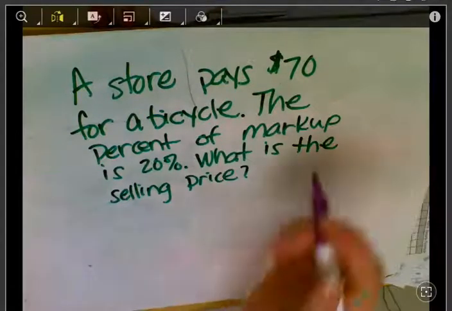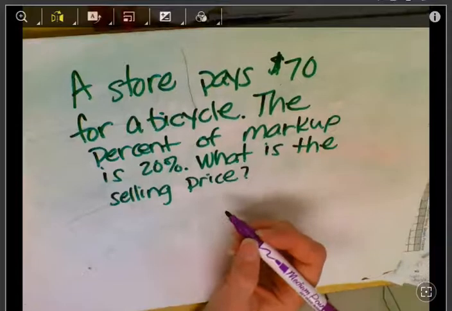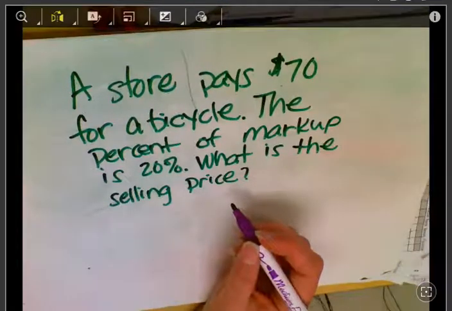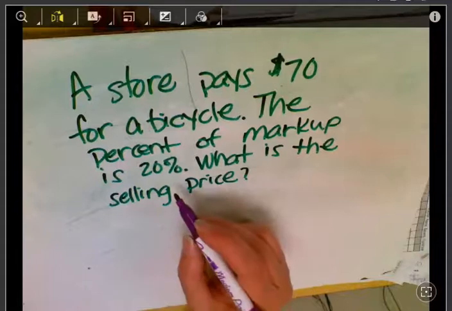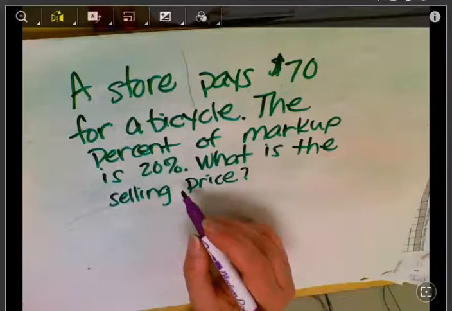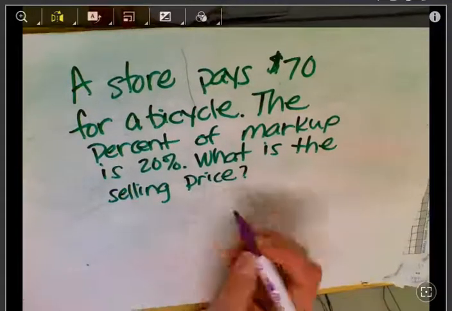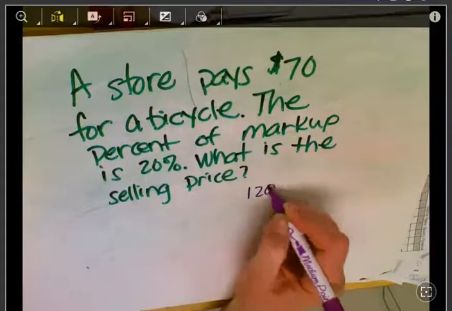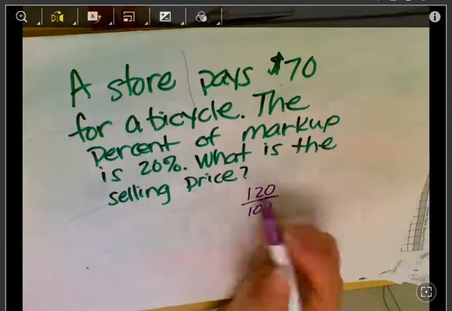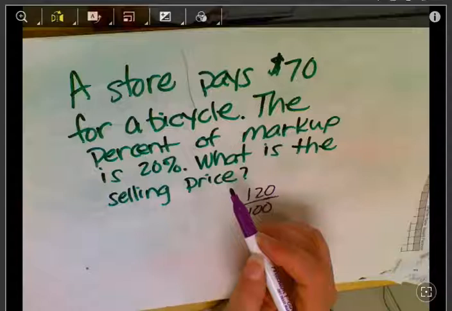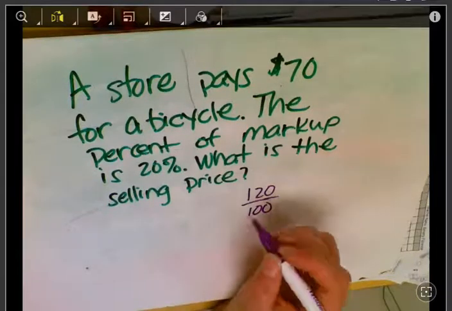The first thing is, the store pays $70 for a bicycle and the percentage markup is 20%. So they want to make their price, plus they want to make 20%. So it's going to be 120% is what you want to find. So you want 120% over 100 because the markup is 20%. So you want to pay for what you paid, but make more, because you got to make something to make a profit.